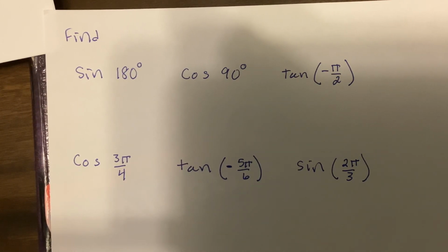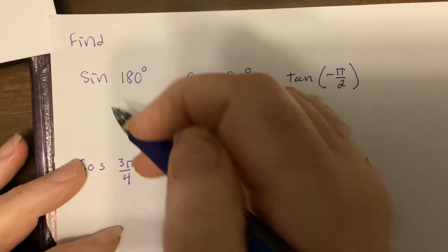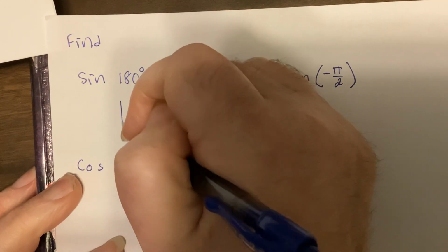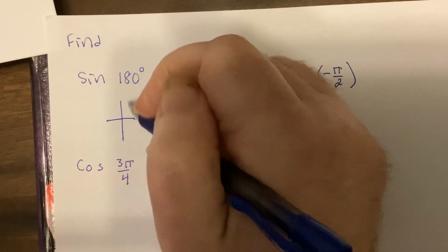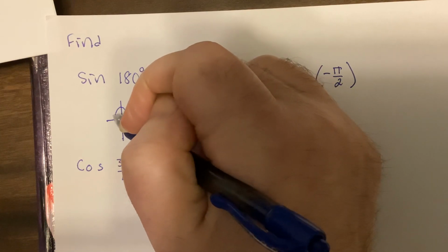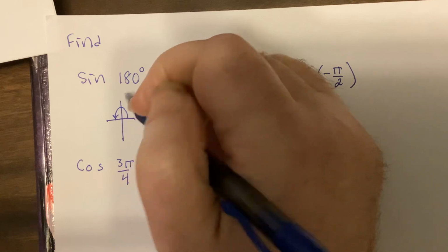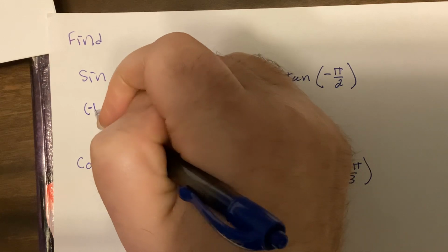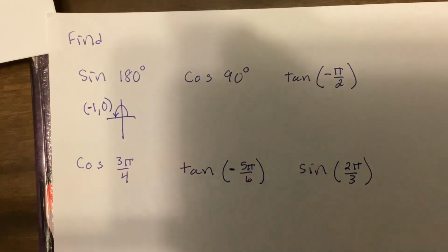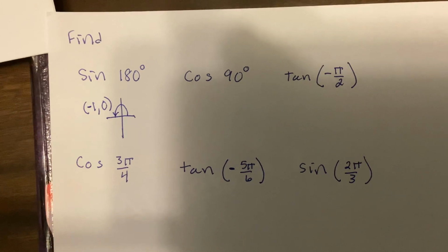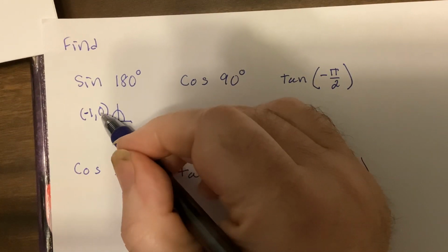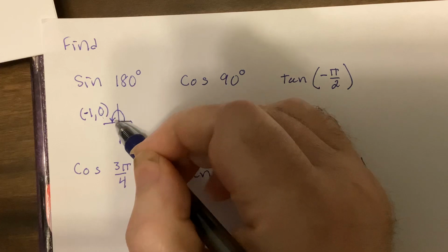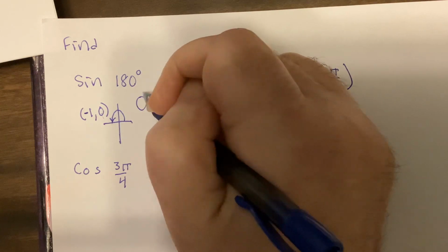Okay, my students, finding trig functions of angles. So sine of 180, we know that 180 is a multiple of 90, so that means it's a quadrantal angle. It's on an axis, so we pick a point. So this axis, we pick -1, 0. Sine is y over r, so y is 0. R is 1, so it would be 0.